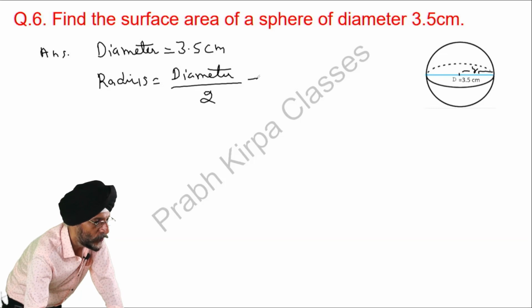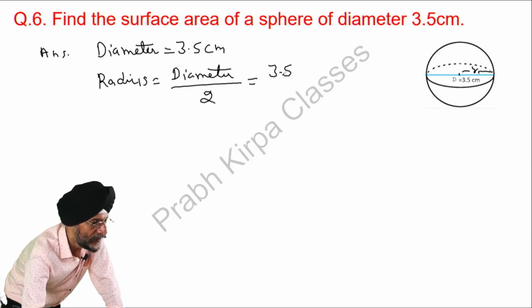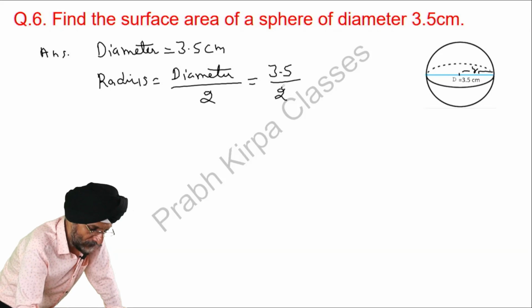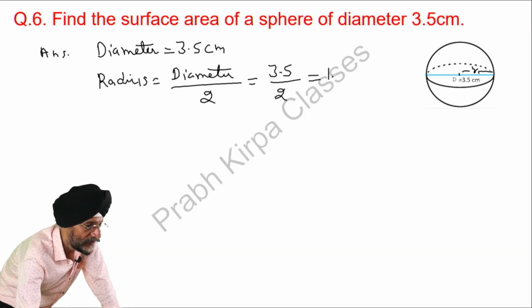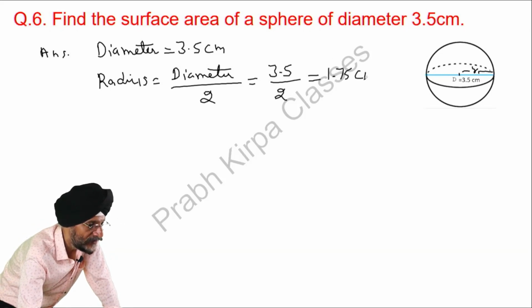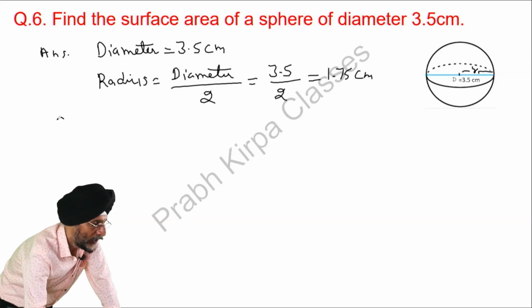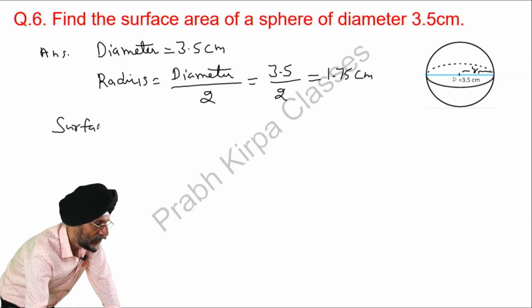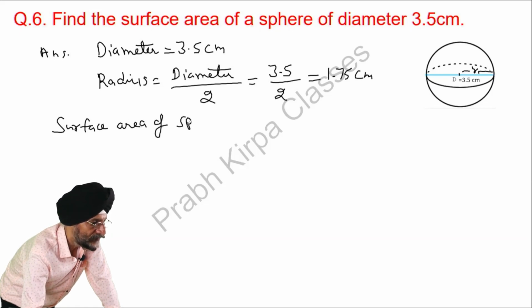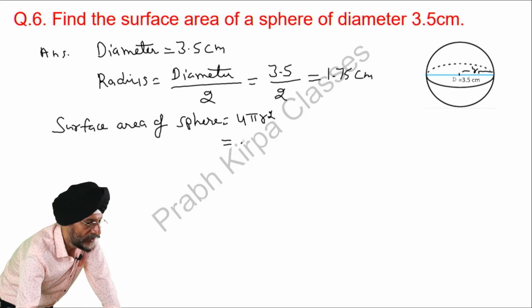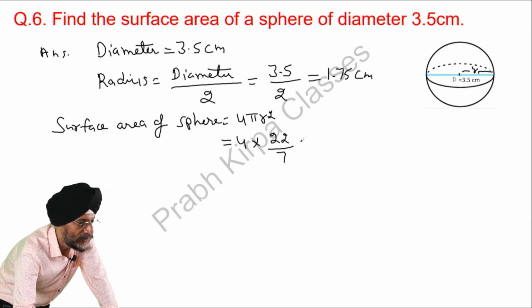Now you know that radius is half of diameter. Diameter divided by 2. 3.5 divided by 2. What does it come to? We arrive at 1.75 centimeter. You also know that the formula to calculate the surface area of sphere is 4 pi r square. We will put in the relevant values. 4 into pi. Pi is a mathematical constant and is represented by 22/7.